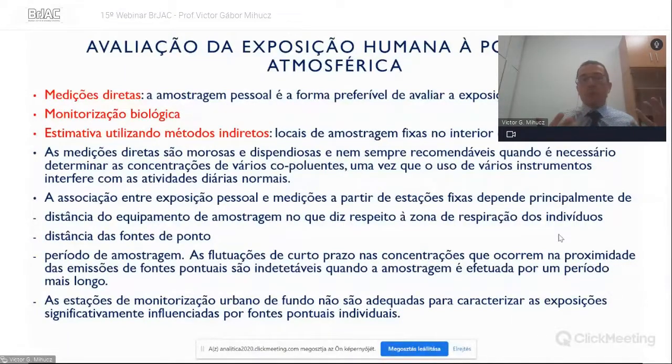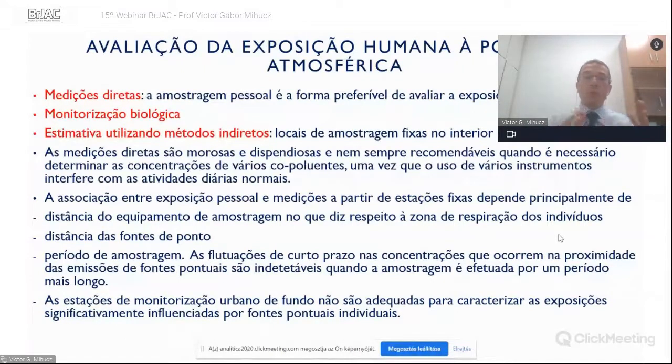And what's the problem? If we would like to use direct measurements, we need a lot of time, a lot of money, and a lot of individuals willing to do it on a voluntary basis. And it's not always easy because we interfere with the daily routine of the person. So that's why we usually prefer fixed sampling campaigns, fixed station measurements, of course.